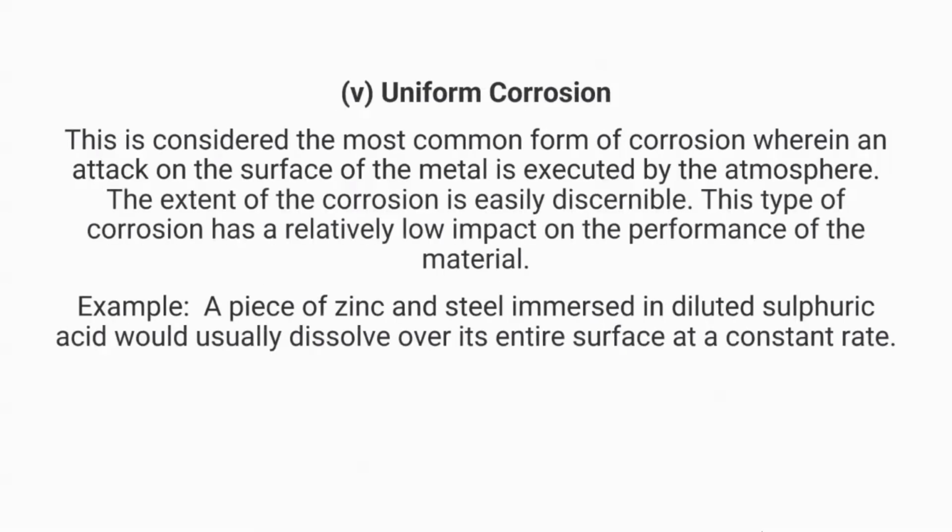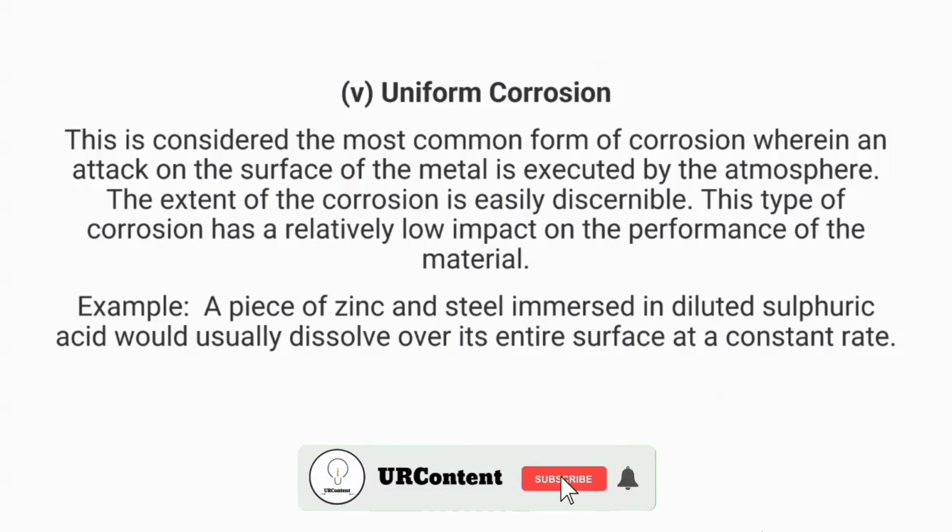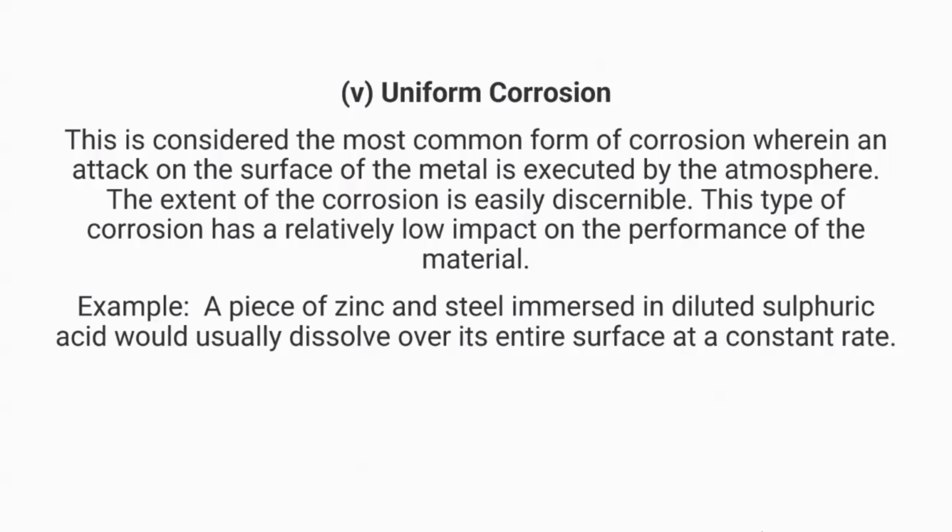Uniform corrosion. This is considered the most common form of corrosion, wherein an attack on the surface of the metal is executed by the atmosphere. The extent of the corrosion is easily discernible. This type of corrosion has a relatively low impact on the performance of the material. Example: a piece of zinc and steel immersed in diluted sulfuric acid would usually dissolve over its entire surface at a constant rate.